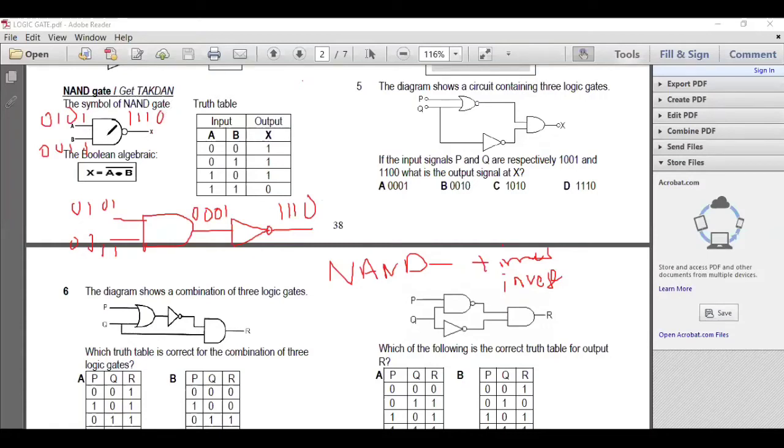The symbol for the NAND gate is like the AND gate, only with a circle here to remind you of the inverse. In terms of Boolean algebra, x equals A dot B, all with a bar. The bar sign is the inverse.